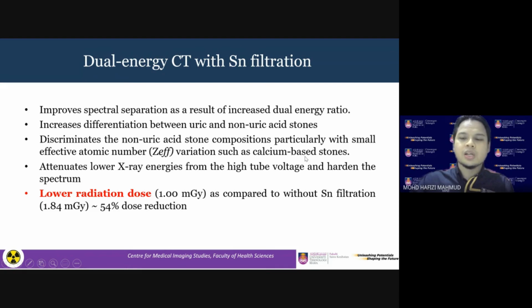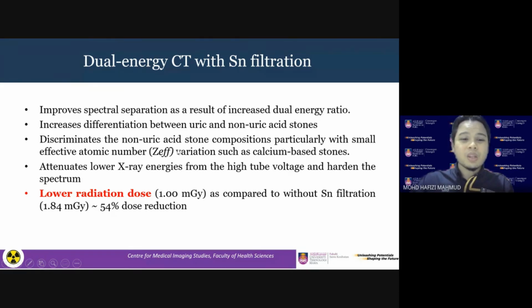For example, from the findings that I presented just now, the calcium-based stones, which are calcium phosphate and calcium oxalate, have almost similar attenuation. But when we apply the thin filtration, we can clearly discriminate between these calcium-based stones.